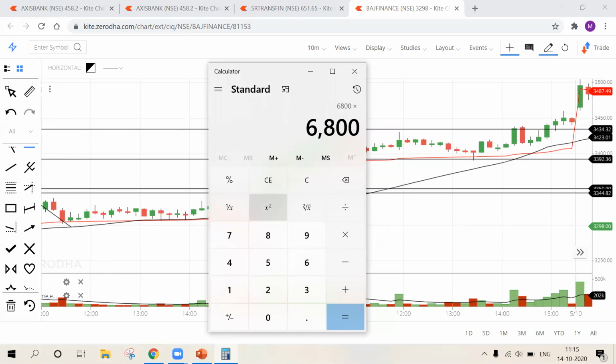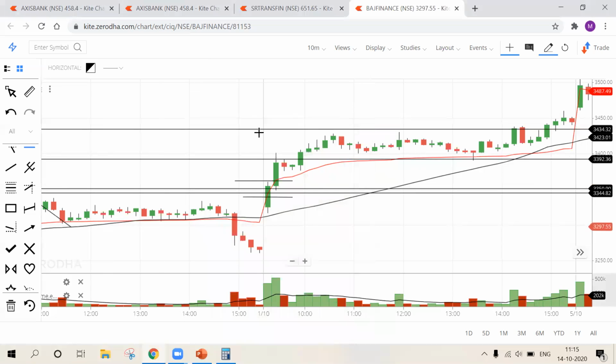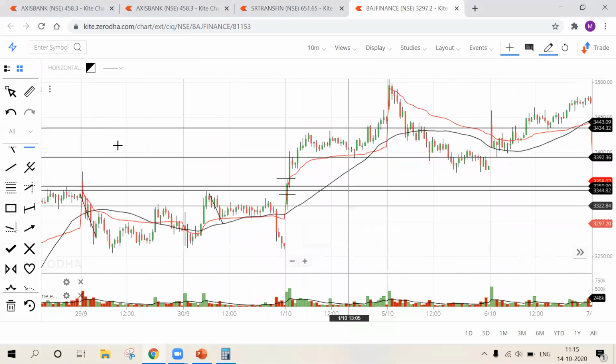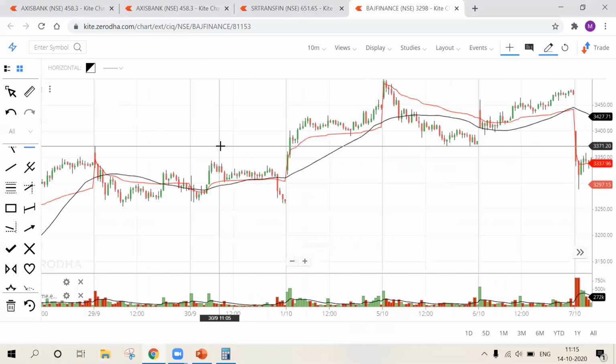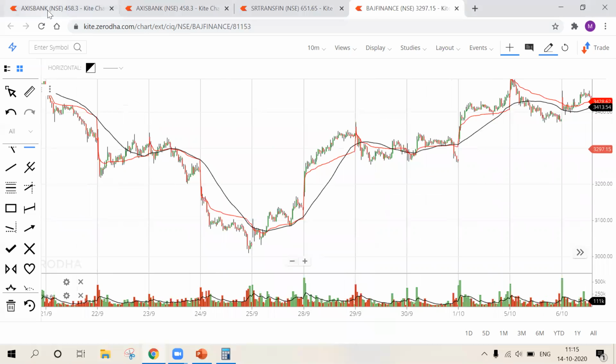If you are entering with 1000 quantities, it's 68,000 profit. Okay, so that's how you should be trading. Or let's select some other stocks and implement the same strategy. Let's not stick to one stock. If you are implementing in different stocks, you'll gain more confidence.